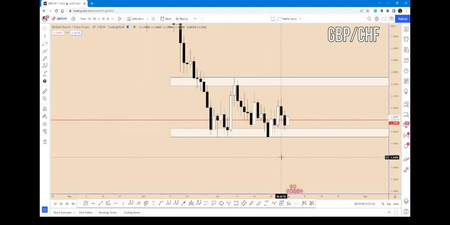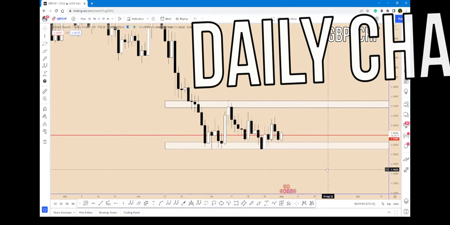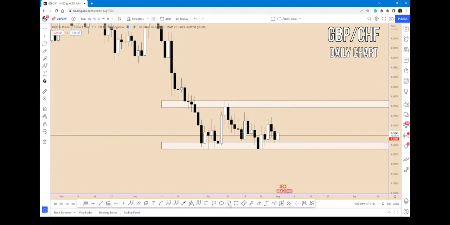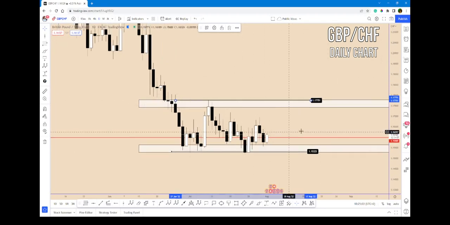It looks very interesting again. However, you need to remember that the structure is corrective overall. We are blocked within two areas, the lower part of the structure, 1.1530 let's say, and the top part of the structure. So this is where the price can move during this period of time.